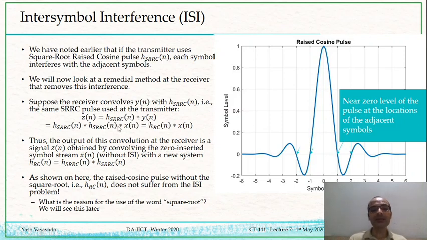Now remember, y of n was the convolution of h SRRC with x of n. And so z of n is going to be the double convolution of h SRRC with itself and then with this x of n. Now it turns out that if you take h SRRC and convolve with itself, what you get is a raised cosine pulse.